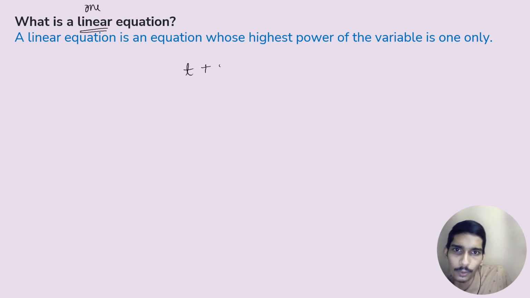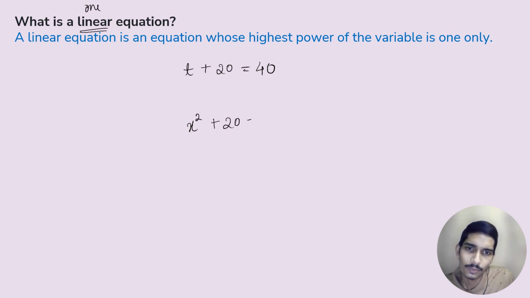Let's take the same example as previous: t plus 20 is equal to 40. And let's take another example: x to the power 2 plus 20 is equal to 30. A random example. Now, out of these two, both are equations, because both are algebraic expressions and both equal some value. The first example equals 40, the second equals 30. So both are equations.